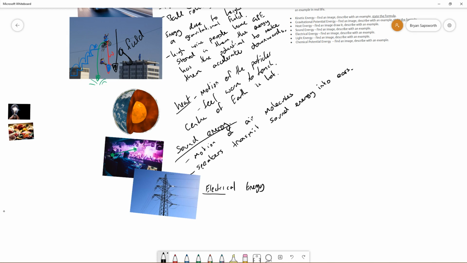What does this one do? Well, it's the transmission of energy. In other words, if you had a circuit, here's my cell, here's my lamp. We transmit energy from the cell into the lamp. So the process of getting it from here, where there's a chemical reaction, into there is electrical energy.